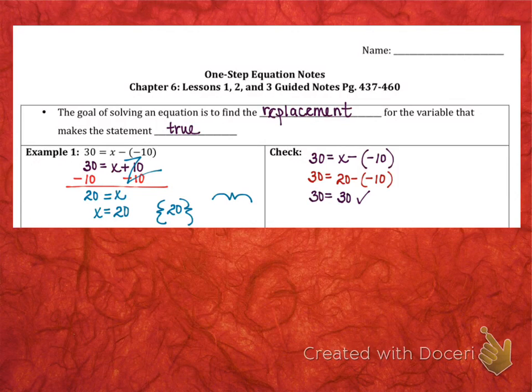Now, in the event that you get a check that does not work, like let's say we got the answer of 2, and 2 minus negative 10 gives us 12. You don't want to fudge it and tell me on your paper that 30 equals 30. You want to tell me honestly what you got on both sides of the check, because that's worth more points to be honest and to admit that you may have gotten the wrong answer, but that you need to go back and check your work just in case you have extra time.